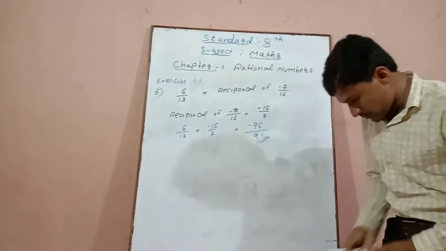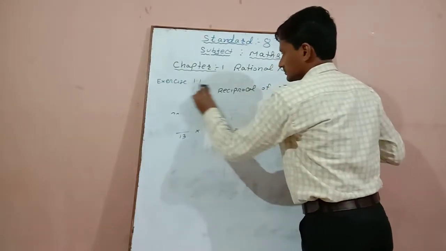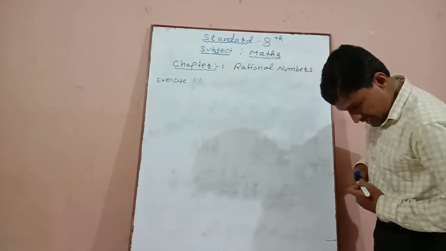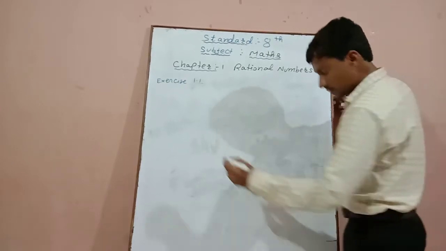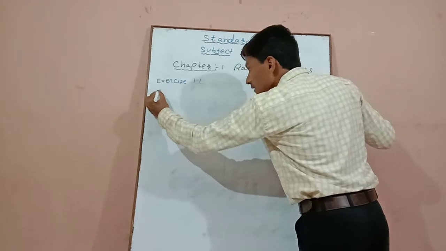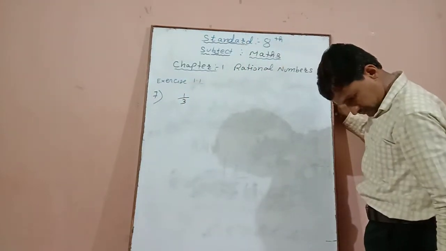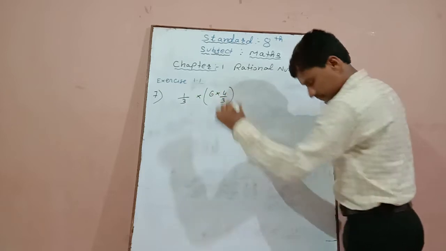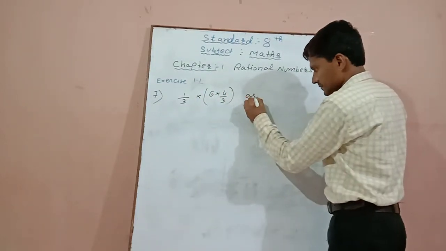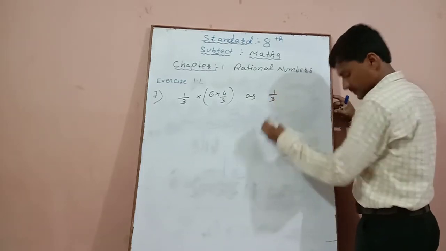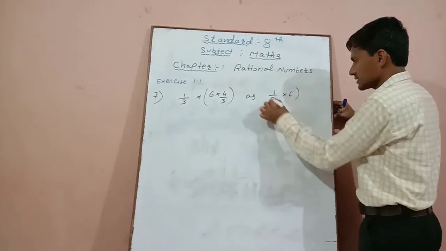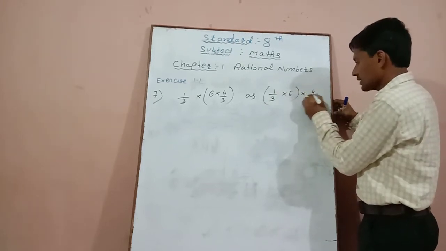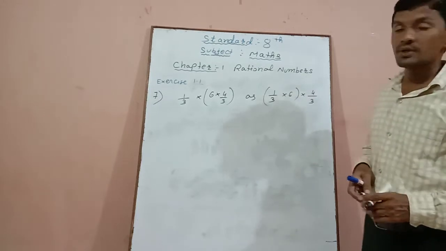Okay, now question number 7. Question number 7 is, tell what property allows you to compute: 1 divided by 3 into 6 into 4 divided by 3 equals 1 divided by 3 into 6 into 4 divided by 3, with the grouping changed. Now again this is a repetition of one property.